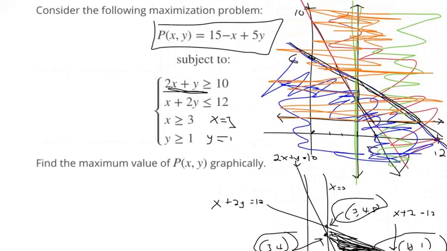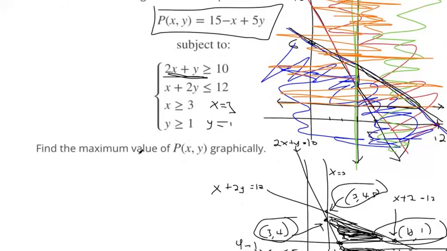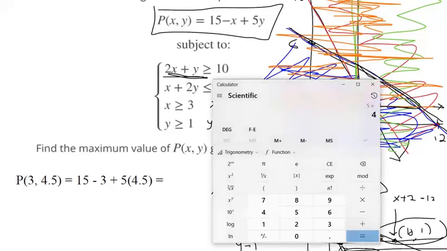So the last part of this problem, we're supposed to maximize p of x and y. So you've got to plug each x and y point into that function to find out which one is the biggest one. I'll do a few of these. I'll plug in 3 for x and 4.5 for y. It'd be quicker if I type. We're plugging in 3 for x, 4.5 for y. So that's 15 minus 3 plus 5 times 4.5. So that's 34.5.